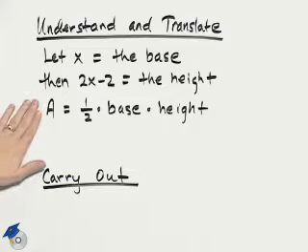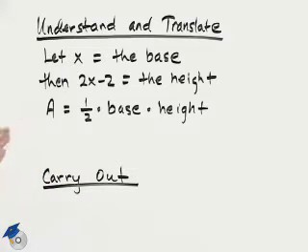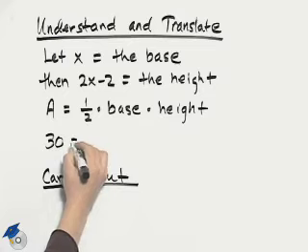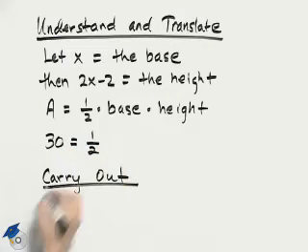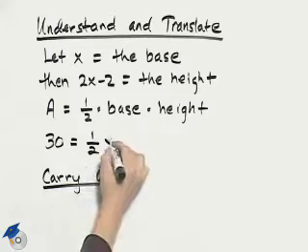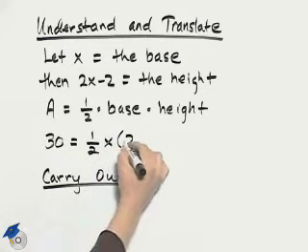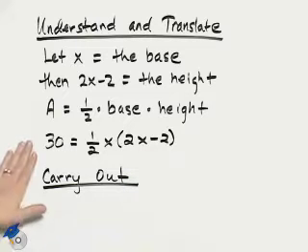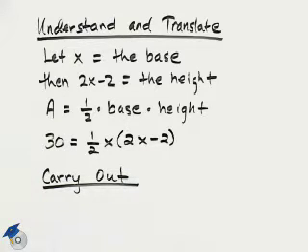We know that the area of a triangle is 1/2 base times height. We were given that the area was 30, and so I can substitute that in. We've established that the base is x, and the height is 2x minus 2. So I have an equation I can use to solve this problem.